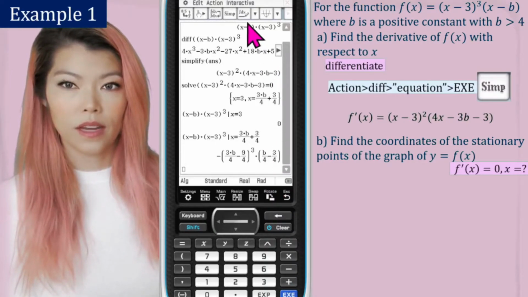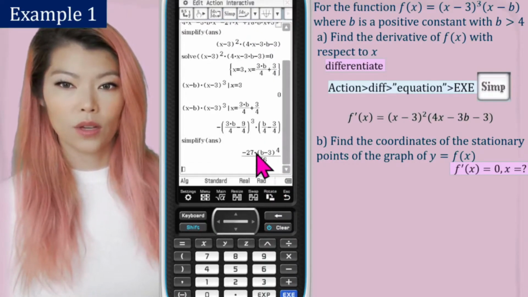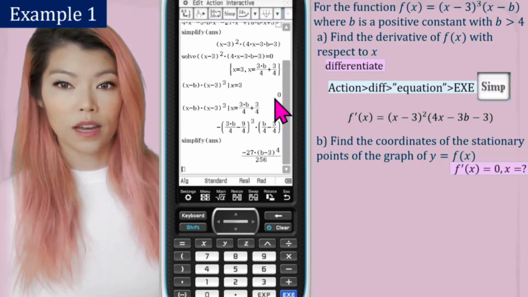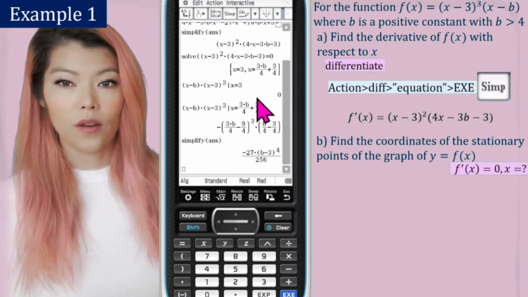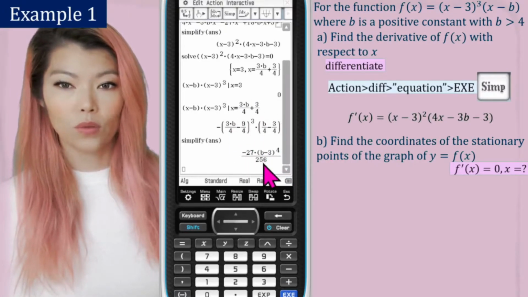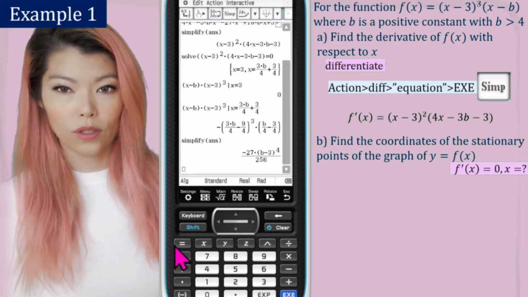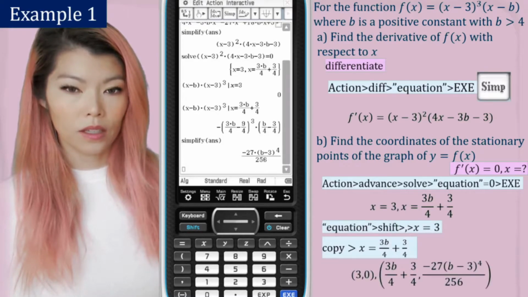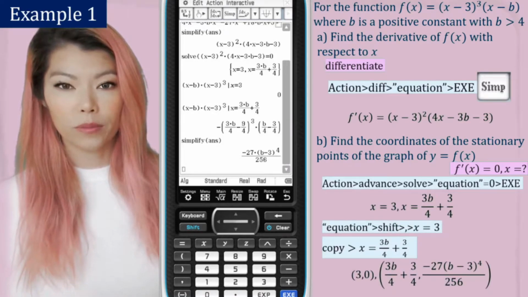Again, that looks a little bit scary, so we click on simplify, so we have a nicer y value. So when x is 3, we worked out that the y value is 0, and when x is that monster, the y value is minus 27 times (b minus 3) to the power 4 over 256. Let me write that down. So we have the coordinates of the stationary points.